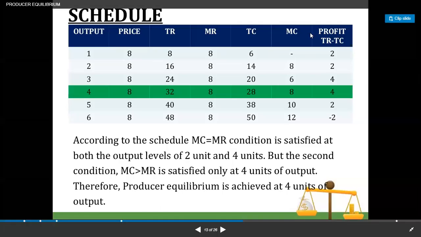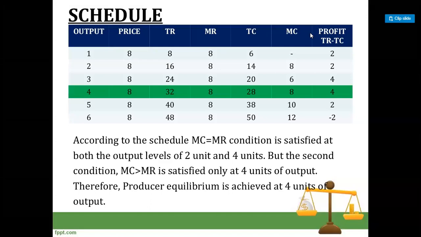So here we will discuss there are two methods for determination of the producer equilibrium. First is the total revenue and total cost approach, and second is the marginal revenue and marginal cost approach. It depends upon two different situations: when the price remains constant, and when the price falls with the rise in the output. So first of all, we will discuss the producer equilibrium when the price remains constant.